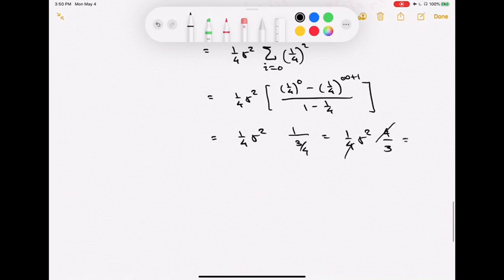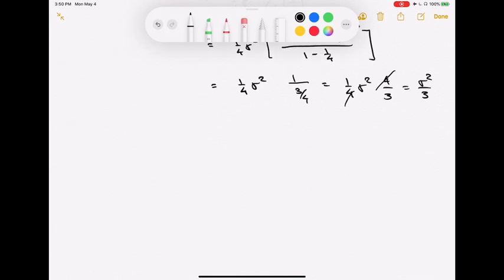The 4's cancel, and I'm left with sigma squared over 3. So indeed, we do see that the variance of y, our output process, does depend directly on the variance of our input process, and it's one that has gotten smaller, right? We've reduced our variability. The output sequence has a lower variability than the input sequence. Variance of yn is equal to the variance of xn divided by 3.